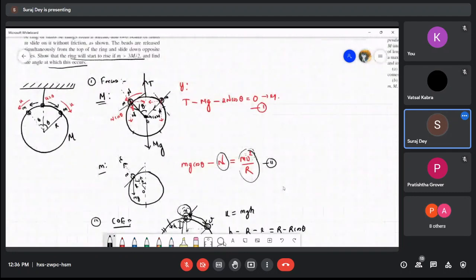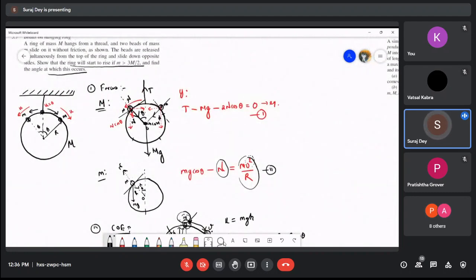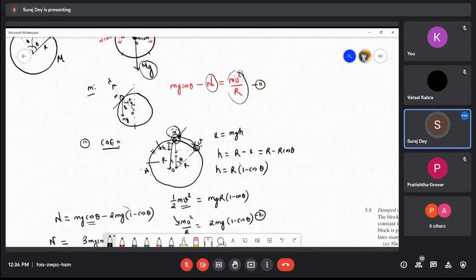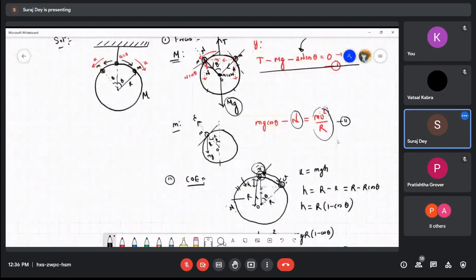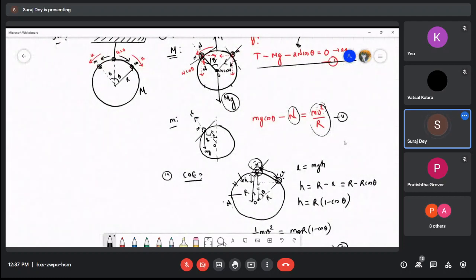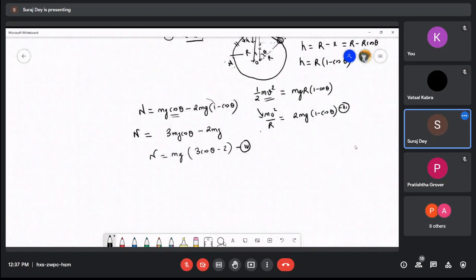So now, remember that the purpose was to show that the ring will start to rise because of all these motions. And the equation that affects the motion of the ring itself is this particular equation. And in this equation, we needed this normal force, which is why we went and solved all these equations to find the normal force. So we can get back to our first equation. Let's say this is equation 1, and we had mg minus twice N cos theta equal to 0.